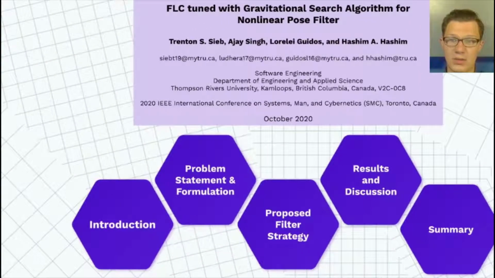In today's outline, we will start with an introduction where we will introduce the pose problem, and you will see that it is an essential task in the majority of robotics applications. Next, we will move to the problem statement and formulation of the pose problem. Then we will consider the proposed filter strategy, which is divided into two parts: the gravitational search algorithm and optimal fuzzy tuning for the nonlinear pose filter. Following that, we will show the obtained results, and finally end with a summary.